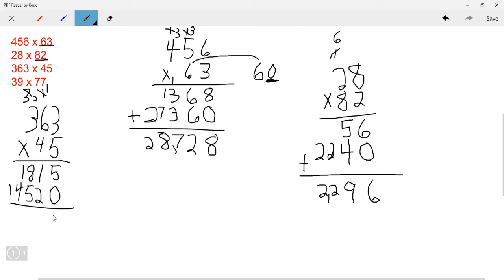Add these up. 5 plus 0 is 5. 1 plus 2 is 3. 8 plus 5 is 13. 1 plus 1 plus 4 is 6. So the answer would be 16,335, and 39 times 77.